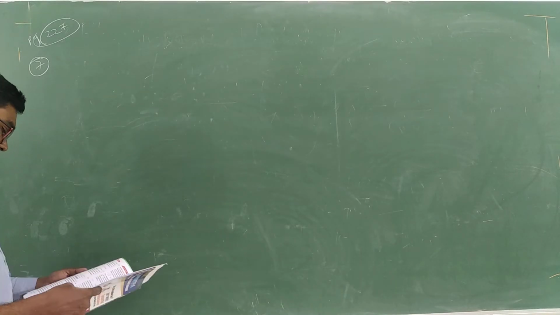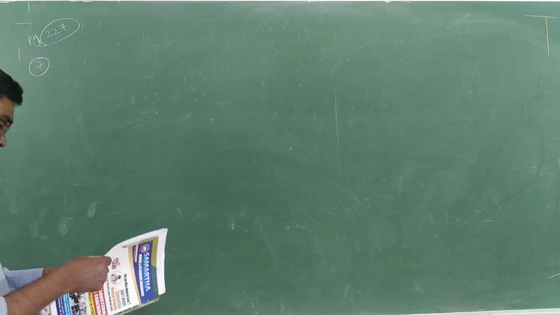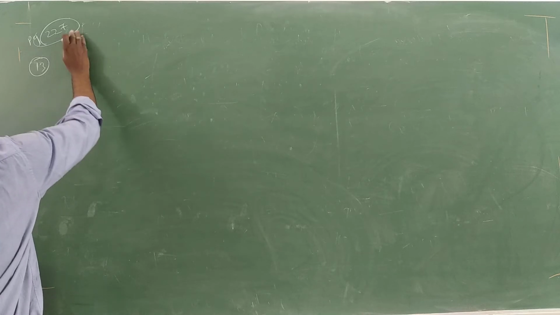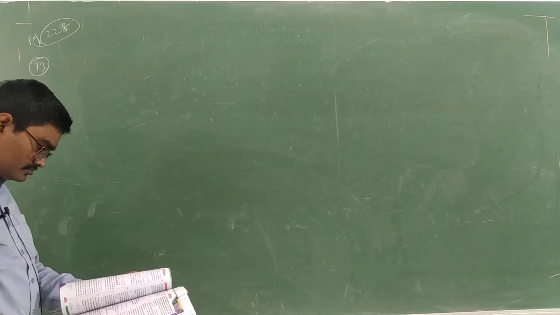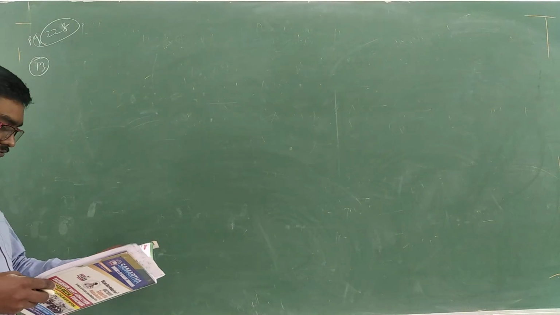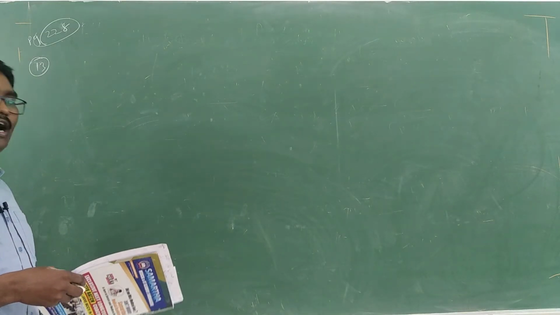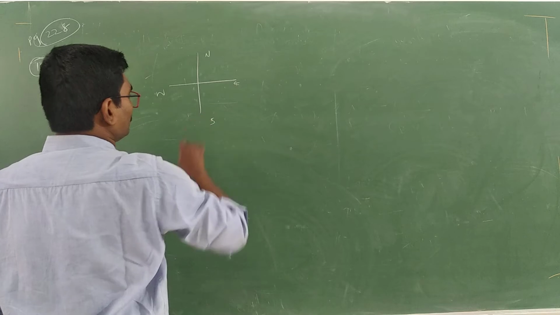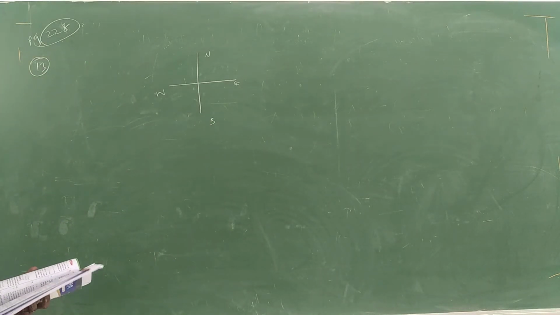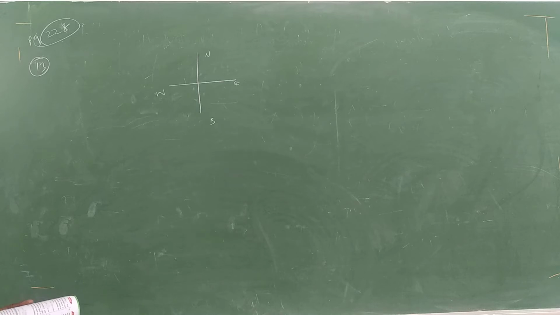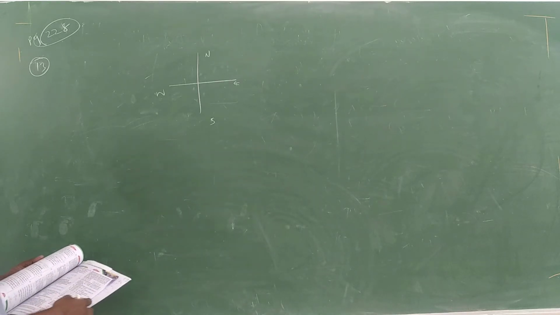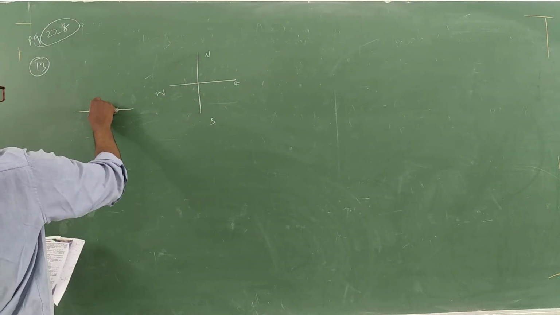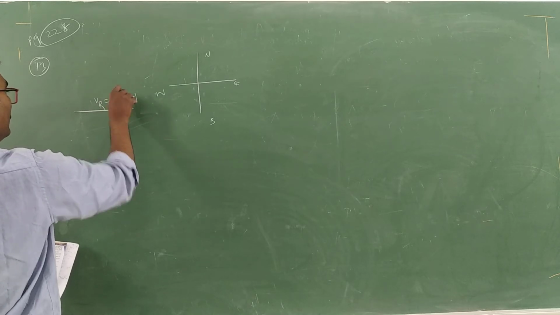Next, river boat. See that 13th question, question number 13, page number 228, next page. A river is flowing from west to east with a speed of 5 meters per second. The river is flowing in this direction, towards east. Velocity of the river is 5 meters per second.